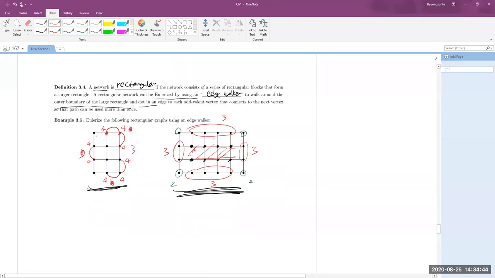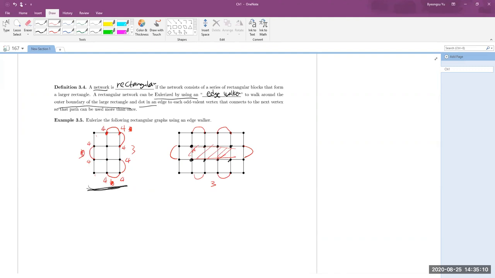So in the right one, you can see that again, just adding edges here, right at the corner, and edges here, here, here, here, here. Then you can make the graph Eulerian. So these are the ways to do it. Okay.